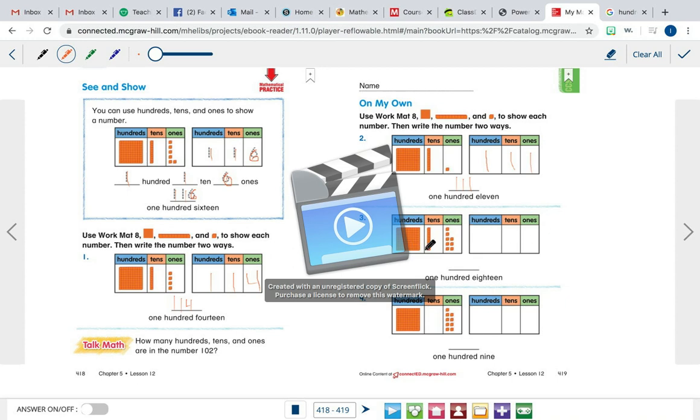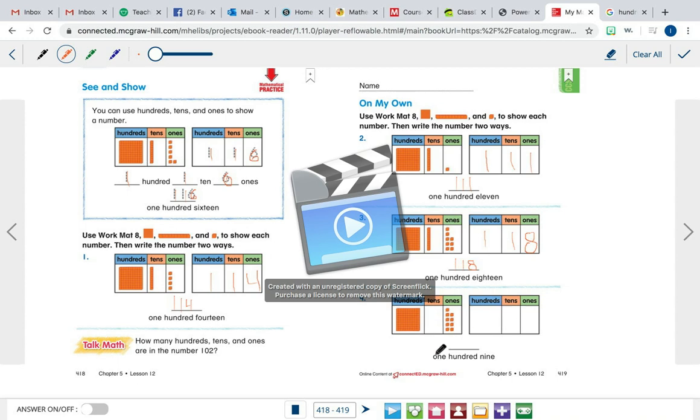And let's look at this one. We have 100, 10, and let's count how many ones we have. 1, 2, 3, 4, 5, 6, 7, 8. Let's see how I can draw an 8. Hopefully it's not too messy. There we go, 118. So we're going to write 118. Good job, everyone.